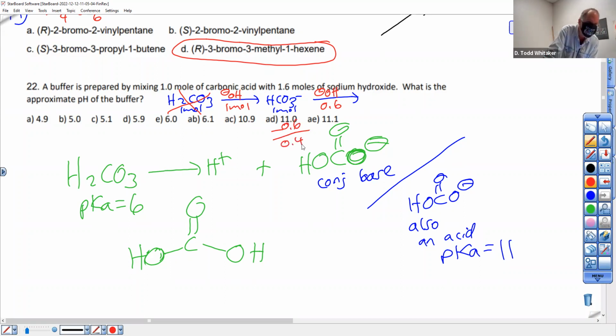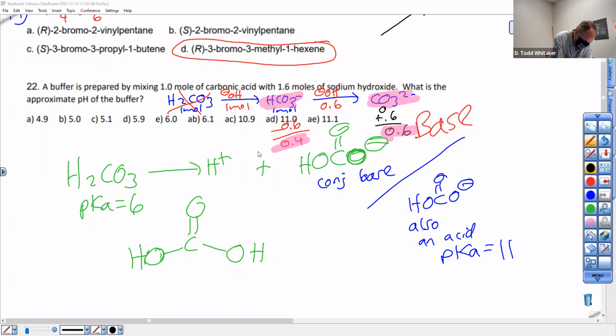And what do you make? What's the next step? What does hydroxide do? Take away protons or add protons? Take away protons. Give me what's left after you take away a proton from HCO3 negative. Yeah, what's the name of CO3 2 negative? Carbonate. And you started with 0 and you made 0.6. There's your ICE. You have 0.6 of the base, and you have 0.4 of the acid.